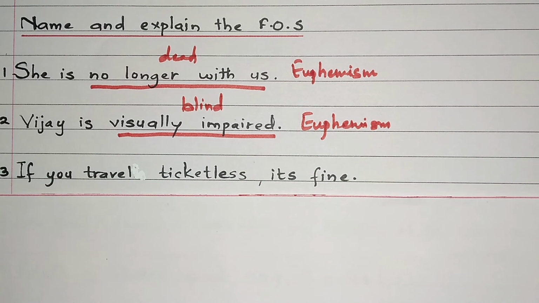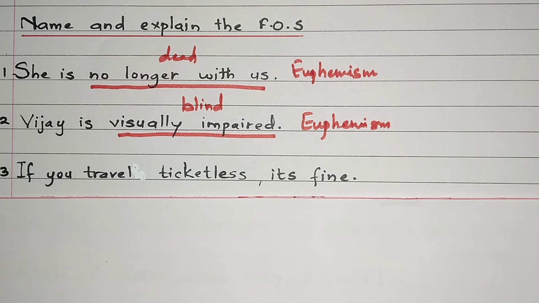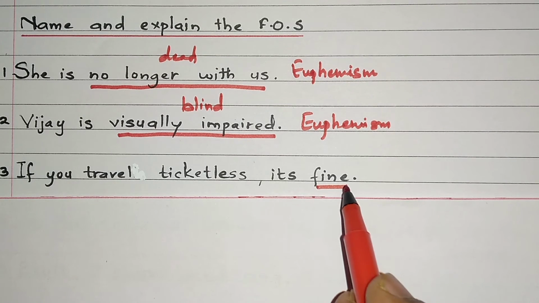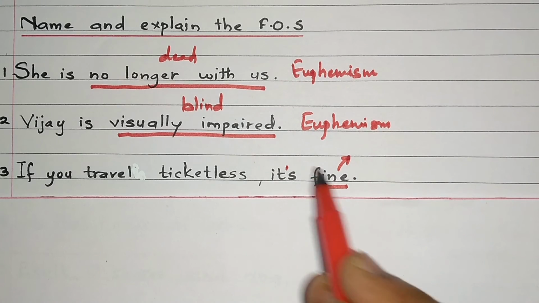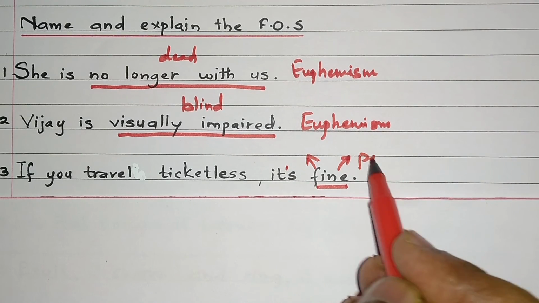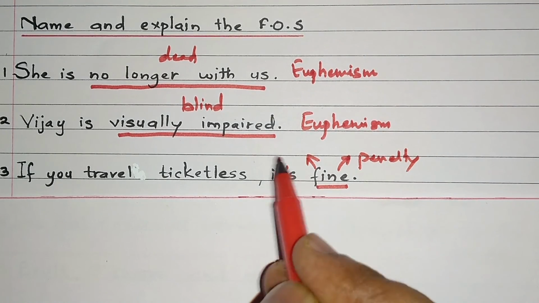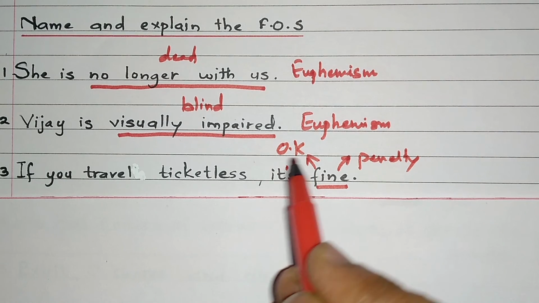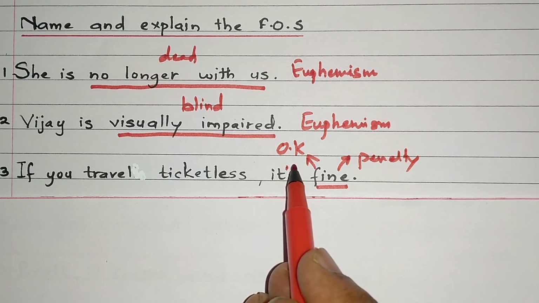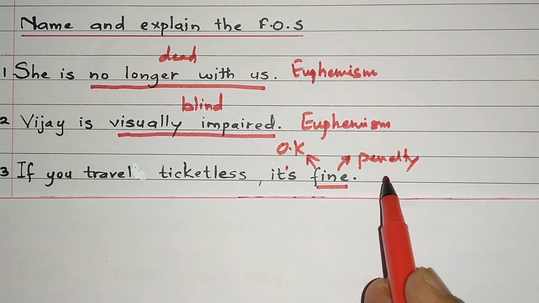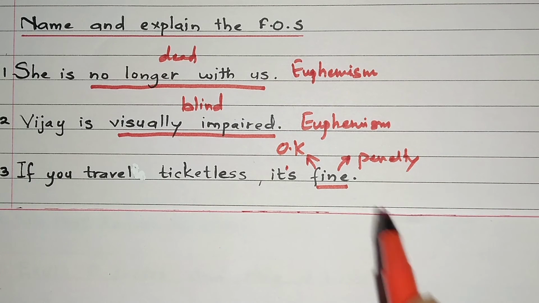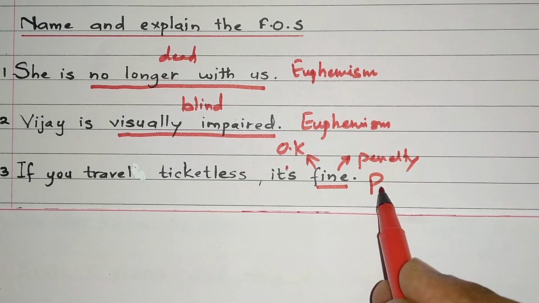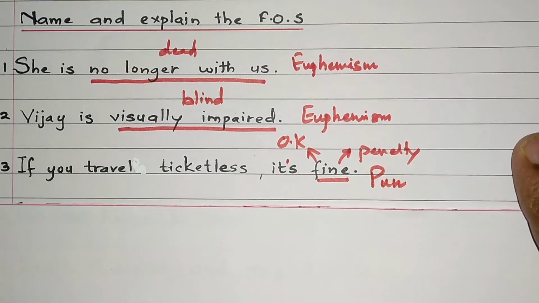Next, if you travel ticketless, it's fine. Friends, here fine has two meanings. First, it means it's a penalty. Secondly, it means it's okay. So if you travel ticketless, it's okay. And if you travel ticketless, it's a penalty. So two meanings are conveyed by this word fine. So therefore, the figure of speech over here is pun.